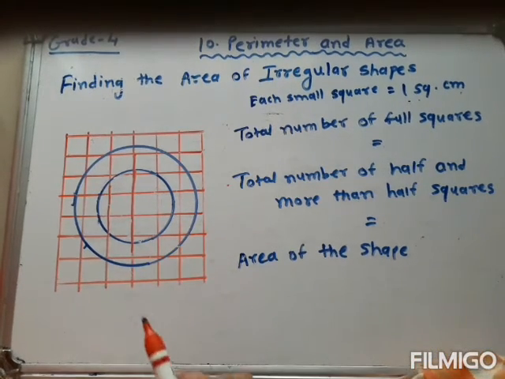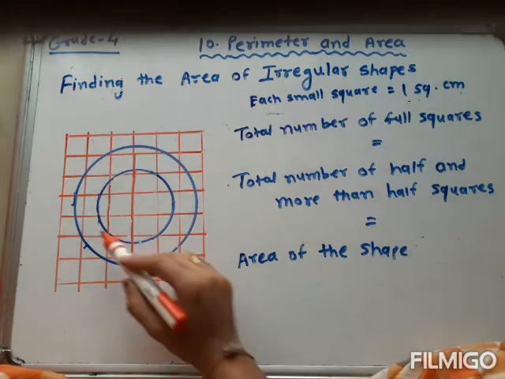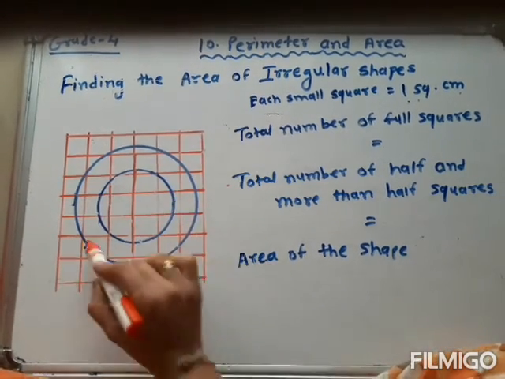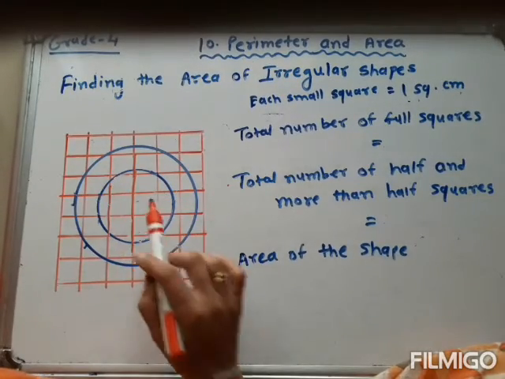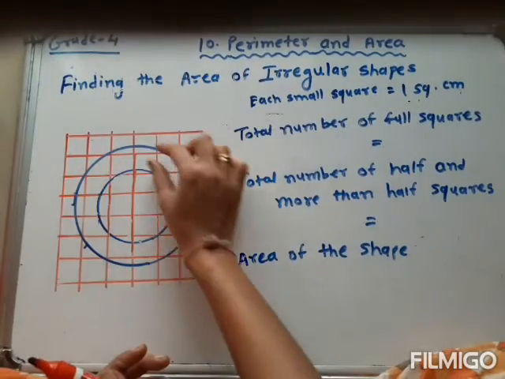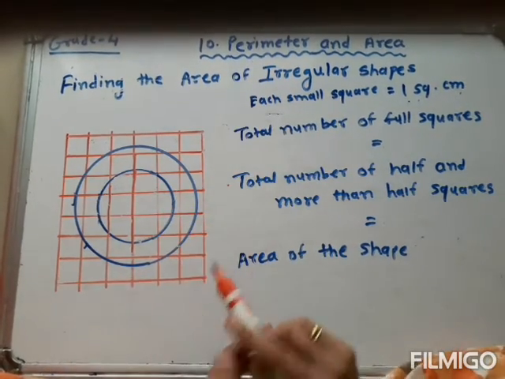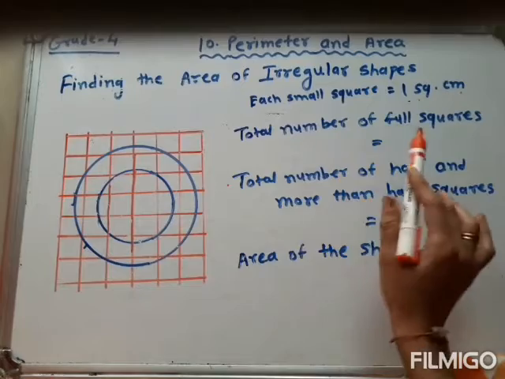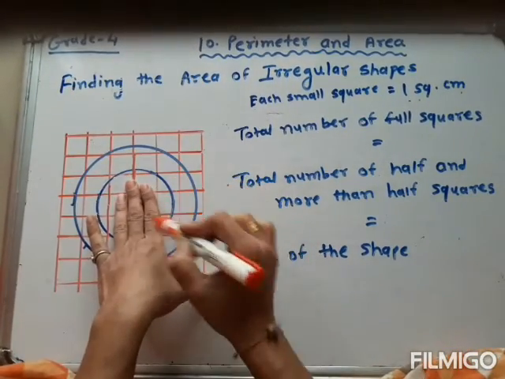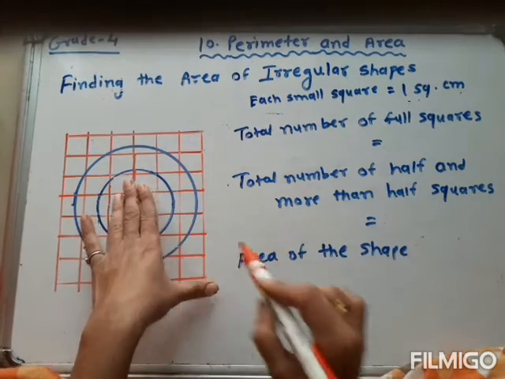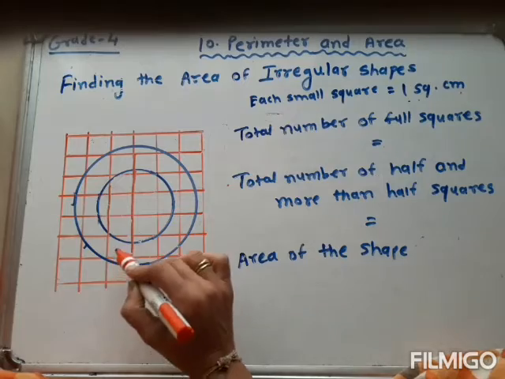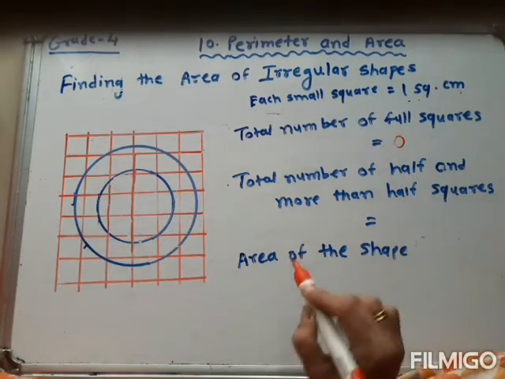Now see here, this is the figure. In this figure, the shaded area is only this ring. So you have to count only the number of squares in this ring, not inside the ring. Your figure is only this two-circle ring. So we first count the total number of full squares. We ignore the area inside and count only this shaded ring. Here there is no full square, so we write 0.